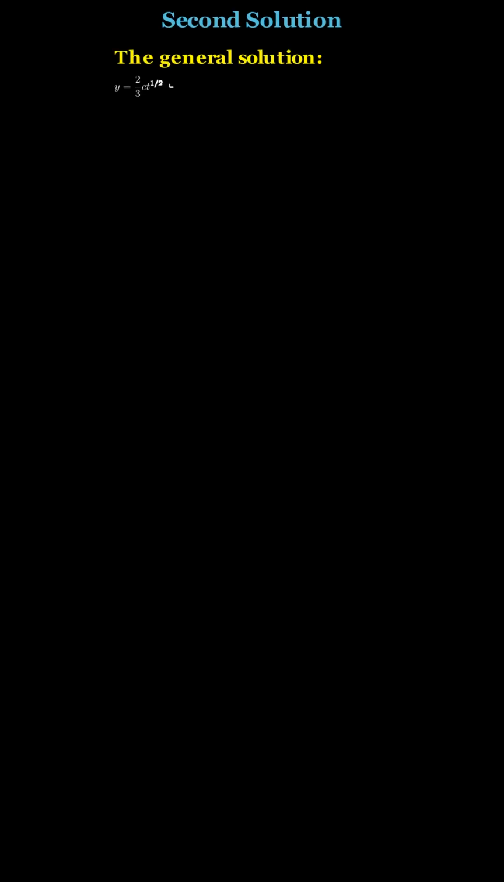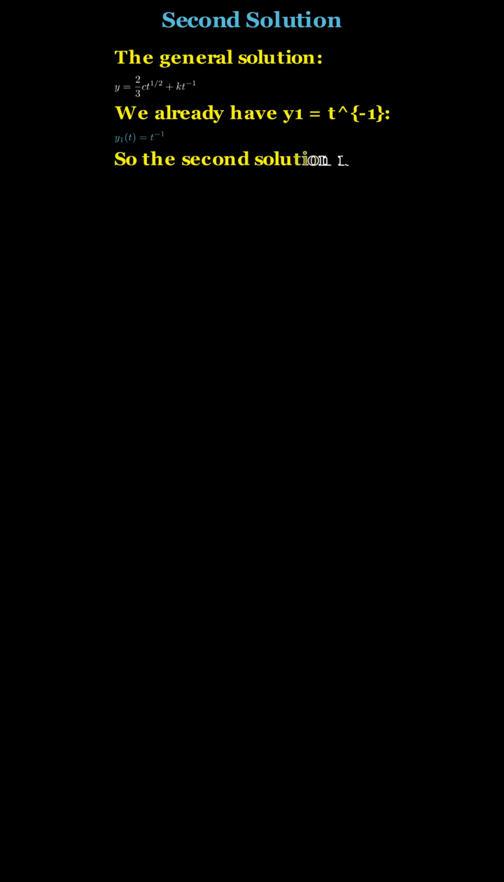The second term is a multiple of y1, so we can drop it. The first term gives us a new solution, y2 of t equals t to the 1/2.